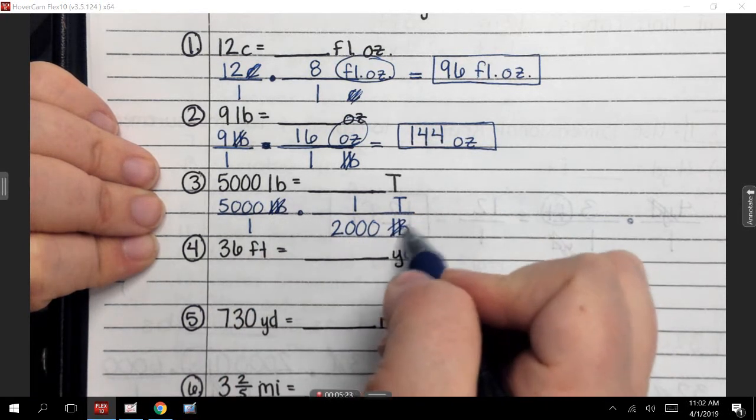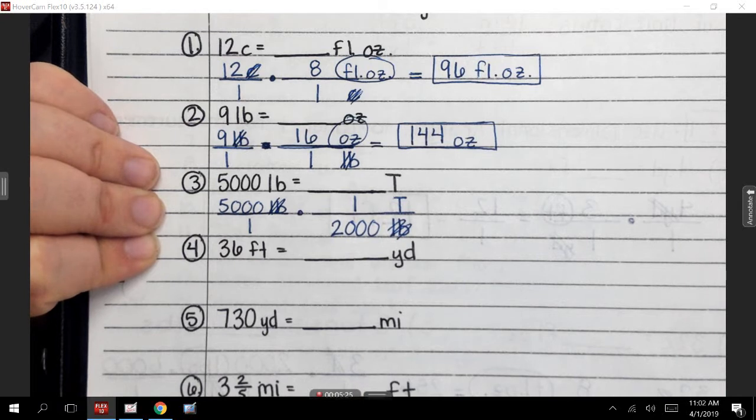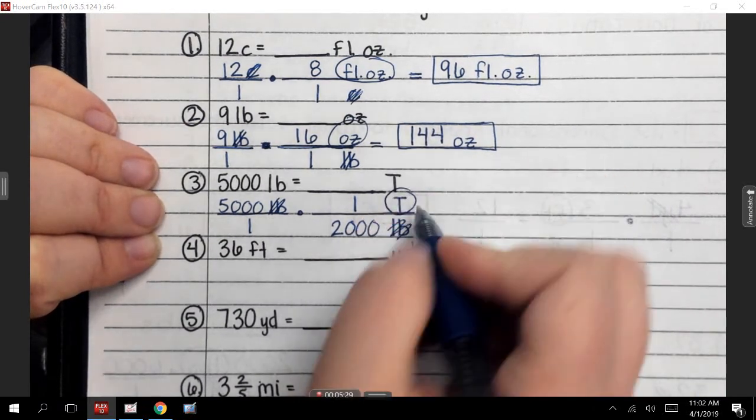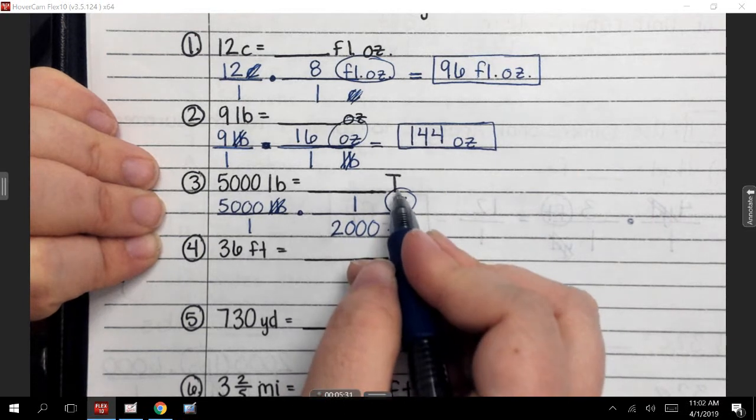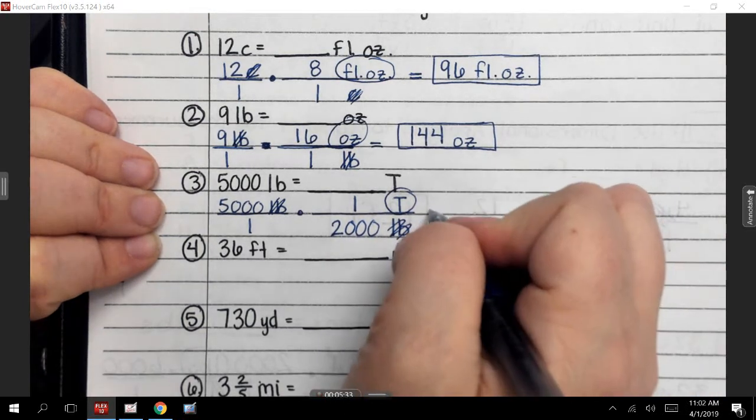Cross out the LB. Perfect. And guys, remember, that's the part that I forget. Don't forget it. Don't be like me. All right. So what I'm left with for my answer is the T, which is good. That's what we need. So now we've got to multiply.